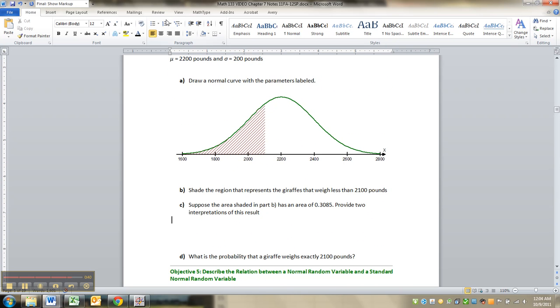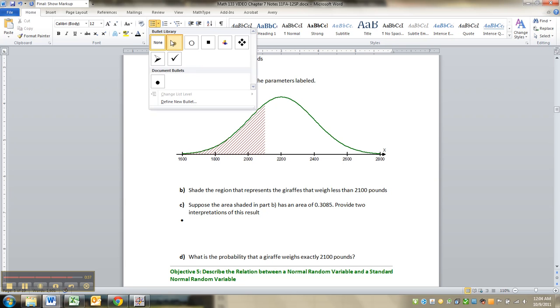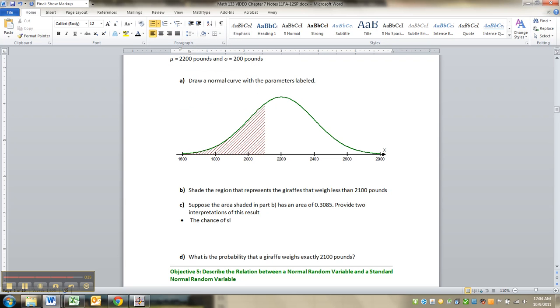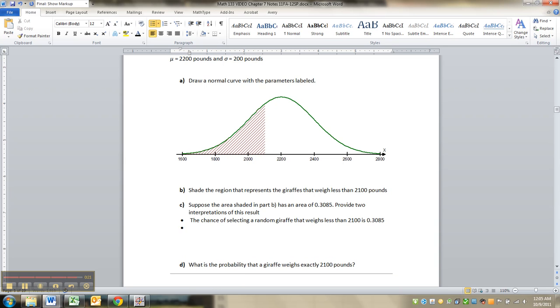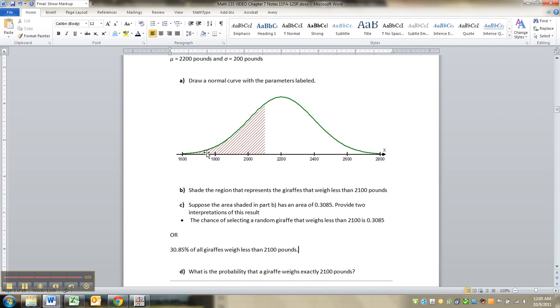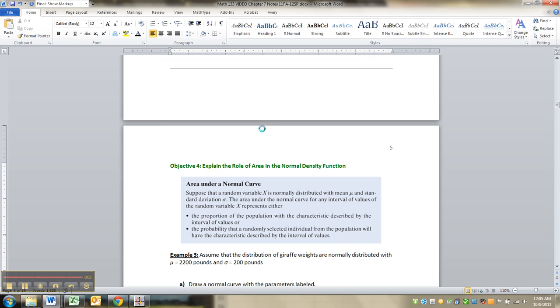So I could say the chance of selecting a random giraffe that weighs less than 2,100 is 0.3085. Or I could say 30.85% of all giraffes weigh less than 2,100 pounds. There you go. There's your two interpretations according to the blue box up above. I'm just following these two bullets.